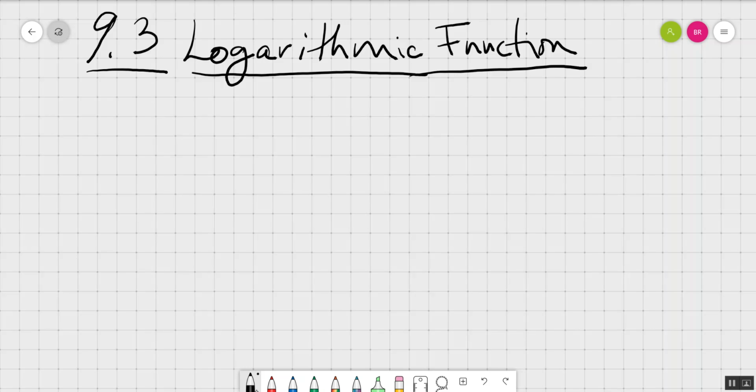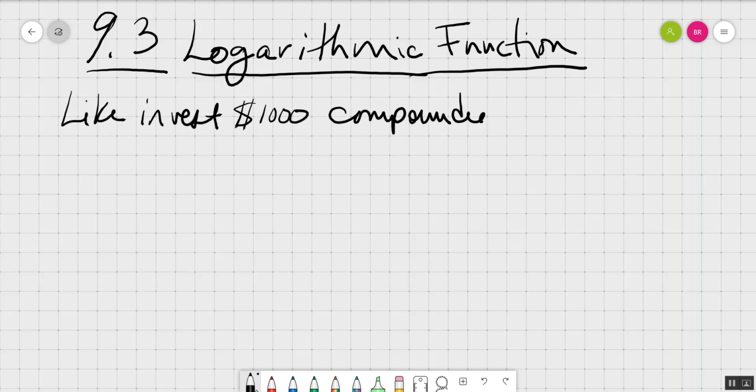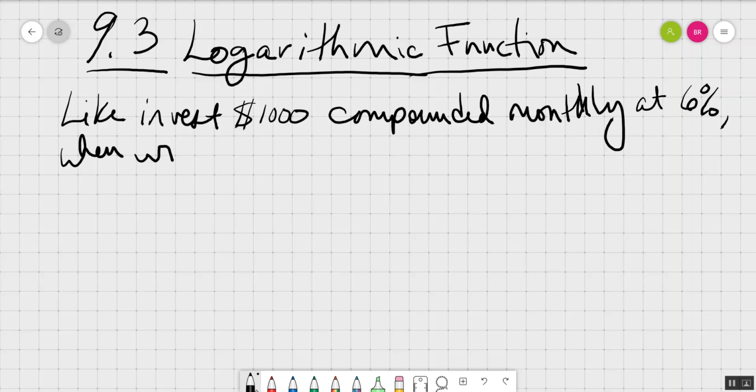Suppose we want to know an exponent, like you invest, let's say $1,000, compounded monthly. Oops, that's a H. At, I don't know, what do you want to pick? Let's do like 6% because that'll make this easier to calculate. Here we go. And you want to know, when will my money double?